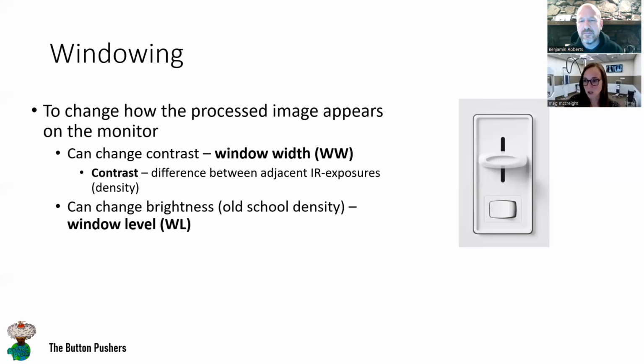When we are changing our picture, when we are changing our contrast, what we are actually changing is our window width, WW, right? And what we're actually changing is whether it's a high contrast or a low contrast picture. When we were changing our brightness back in the day, that was known as density. We'd be changing it by mostly looking at our mAs. Now, instead of having to depend purely on mAs to change our density or our brightness, we can play with our window level. And that's going to be changing the brightness of the picture.